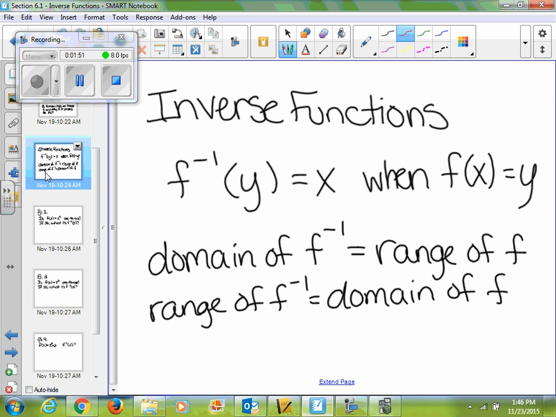Okay, then you'll have a set of notes with regard to the domain and range of an inverse function. So f inverse of y is equal to x when f of x is equal to y. The domain of f inverse is equal to the range of f. And the range of f inverse is equal to the domain of f. So when you find an inverse, you switch your domain and range.